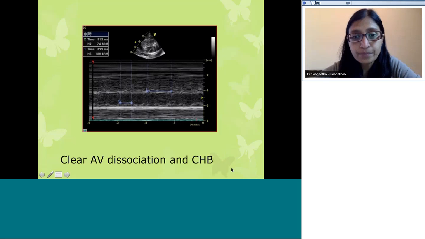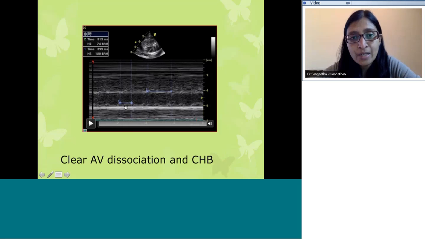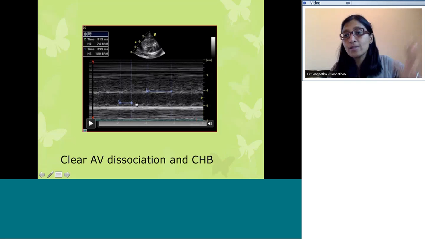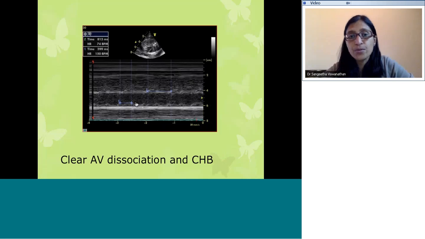This is a very useful M mode trace to get in suspected complete heart block in order to make the diagnosis. So here we have just measured it. We see that the ventricles are going at approximately a rate of 70 and the atria are going quite dissociated. I don't think this is 2:1 block. This is just AV dissociation, but the atria are going at a rate of 150.